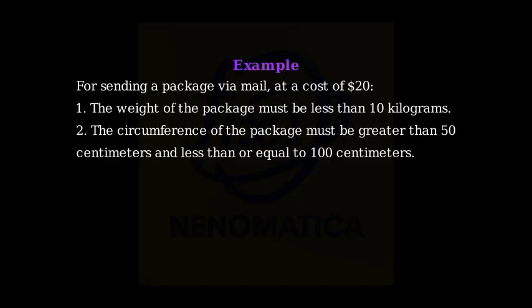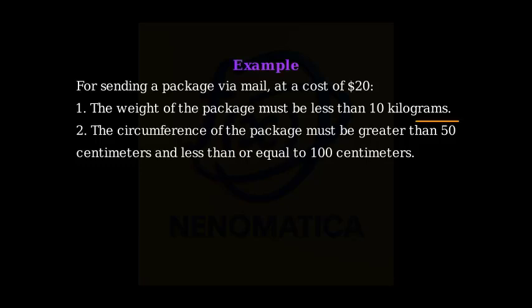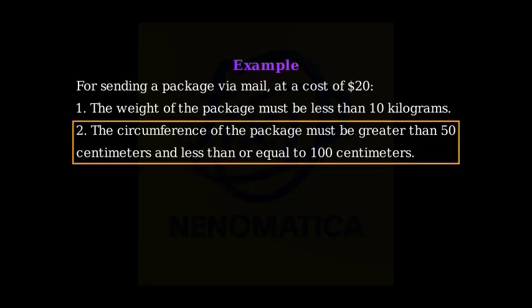For sending a package via mail at a cost of $20, there are some constraints that we need to follow. First, the weight of the package must be less than 10 kilograms. Second, the circumference of the package must be greater than 50 centimeters and less than or equal to 100 centimeters. Let's translate these constraints into mathematical inequalities.